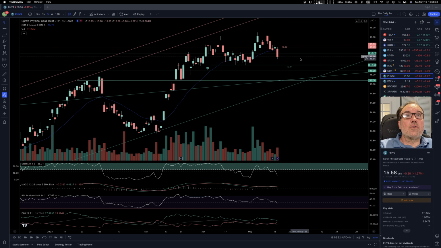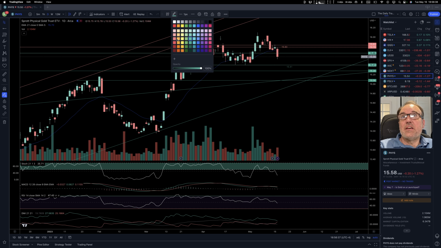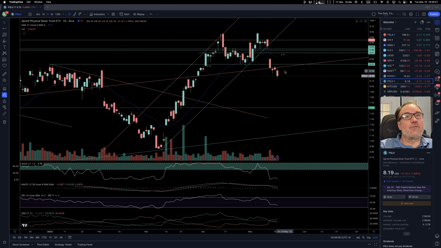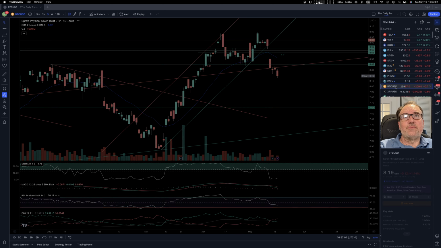And Sprott Physical Gold, so we just lost 1566. So 1566 is now a resistance. So we are heading to 1541. Stochastic is very slow. So we should be expecting this to continue to at least 1541. Silver, the same thing. Look at this. Bombs away. This is in free fall.